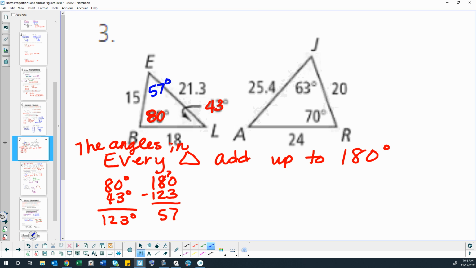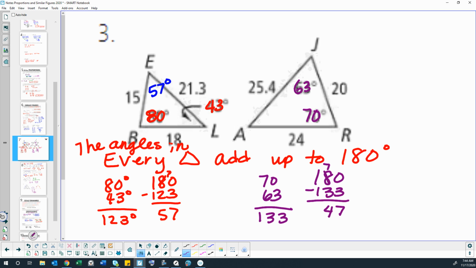Okay, then let's look at our other triangle. So we've got a 70 and a 63. Let's add those together. So we get 133. And I'm going to take 180 and subtract 133. And that, again, is 47. So that would mean that this angle right here is 47 degrees. So, are these triangles similar? No, because the angles are not the same, okay?